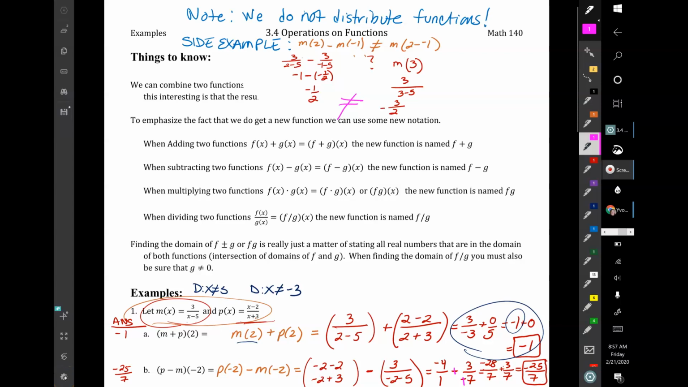Okay, so here's that side example I was talking about. I did this in the video, but it got cut off somehow. So here's a note. We do not distribute functions.